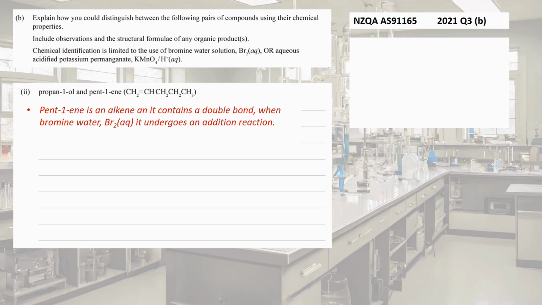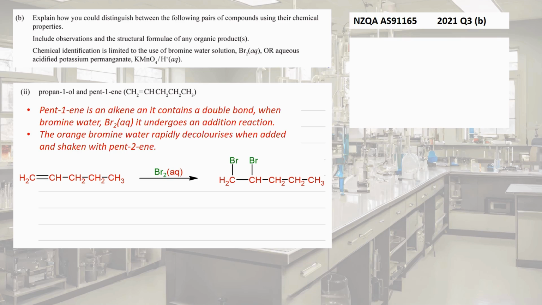And we can draw this in the actual equation down here. You can see what I'm talking about. We need to state what our observation was here, and the observation was that the orange bromine water rapidly decolorizes. We could write it a different way. We could say the orange bromine water became colorless, or the brown orange bromine water became colorless when it is shaken with the pent-2-ene.